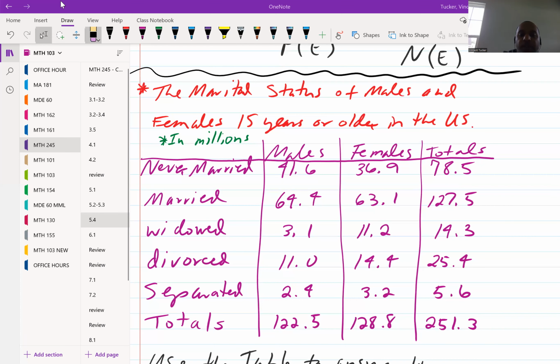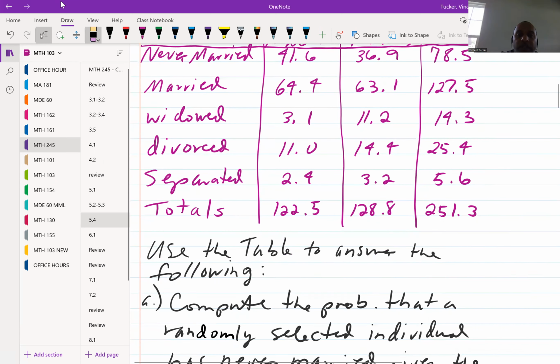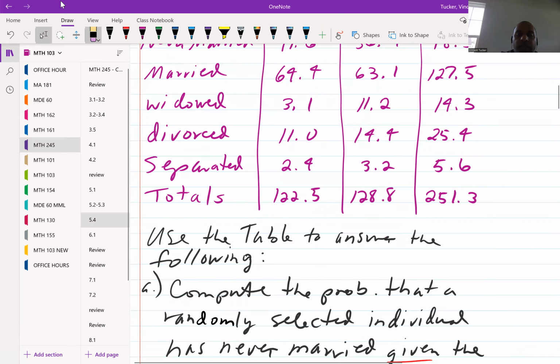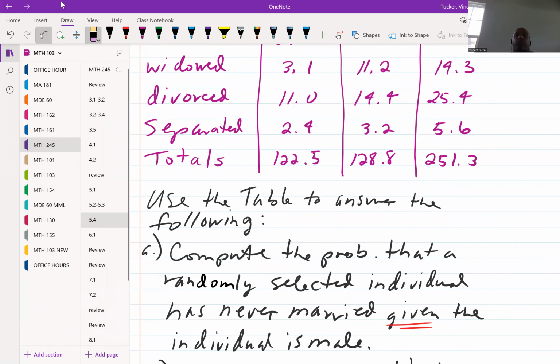All right, so we use the table to answer the following questions. Anyone still on the table, scrolling up? Okay. So first question, compute the probability that a randomly selected individual has never married given that the individual is male. So never married given the individual is male.